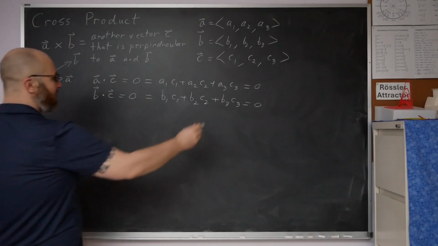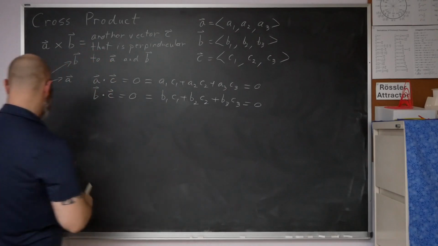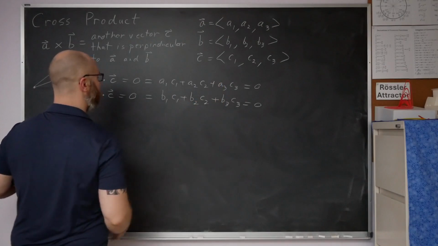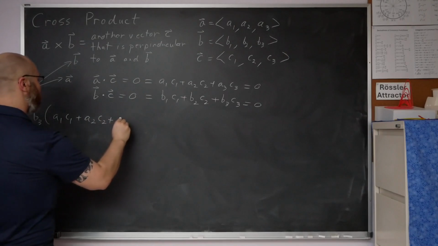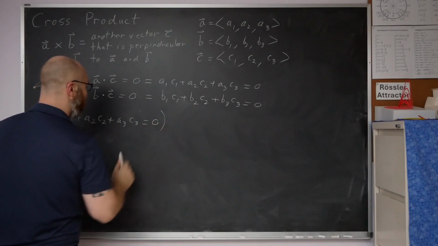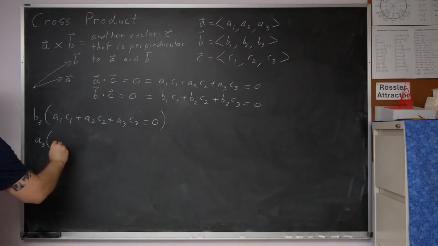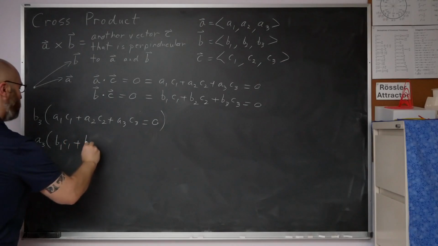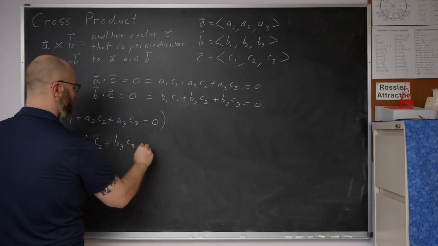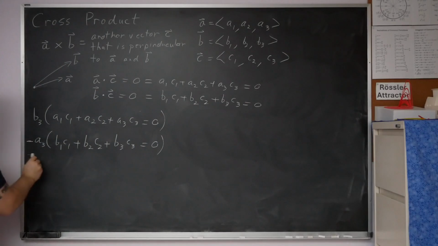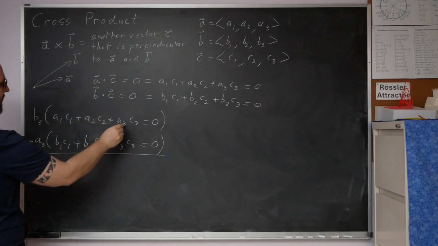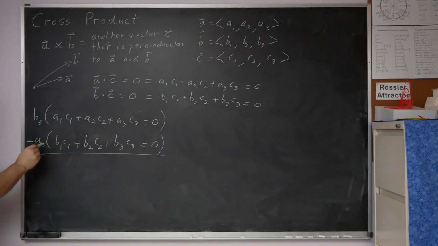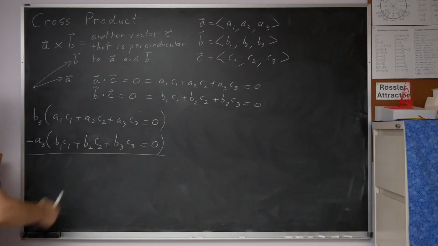The first thing we're going to do is eliminate C3. One way we can do that is to multiply the top equation by B3. So I'm going to write this as B3 multiplying A1, C1 plus A2, C2 plus A3, C3 equals 0, the whole equation. Then I'm going to multiply the bottom equation by A3: B1, C1 plus B2, C2 plus B3, C3 equals 0. And then I'm going to subtract them. That gets rid of the C3 component: I end up with B3 times A3 times C3 and here negative A3 times B3 times C3. Add them together, they cancel out. And 0 times B3, 0 times A3, is still 0, so 0 minus 0 is 0.